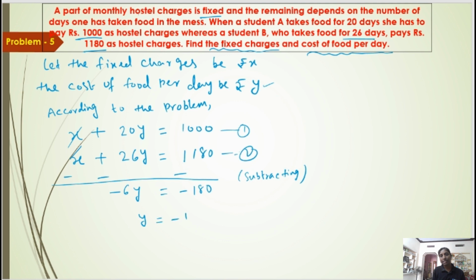It means y is equal to minus 180 by minus 6. Minus minus will cancel. 6 times 3 is 18, and 0. So y is equal to 30.